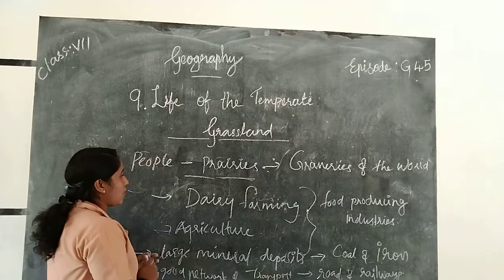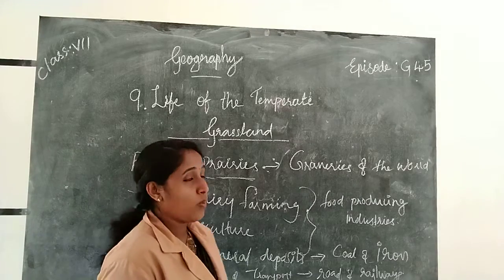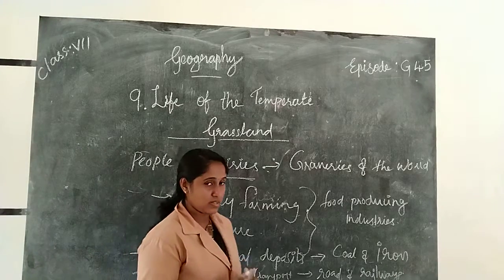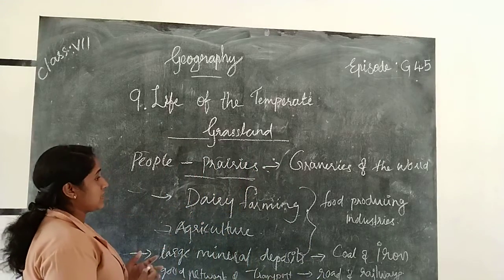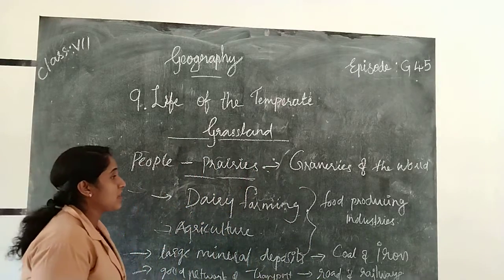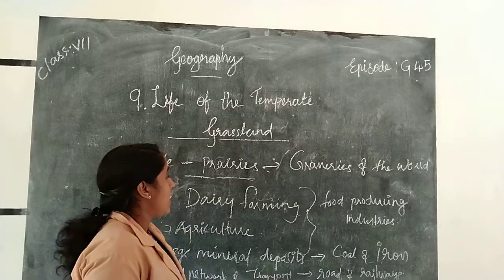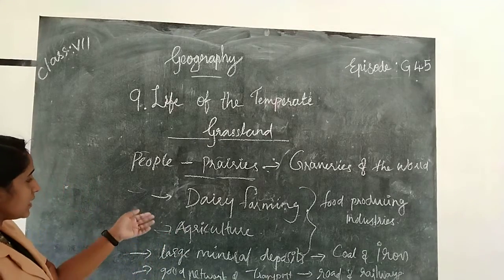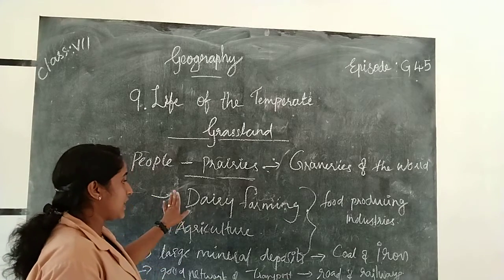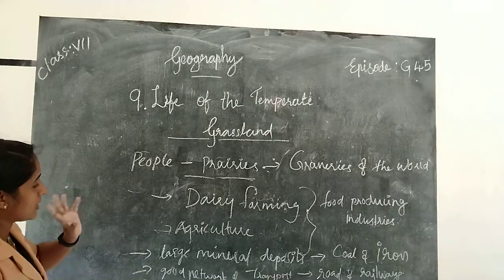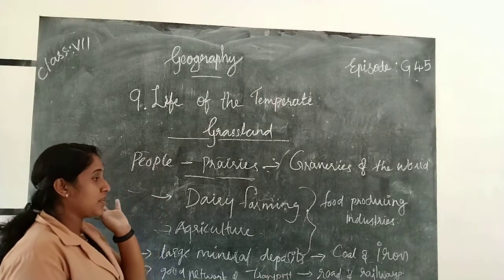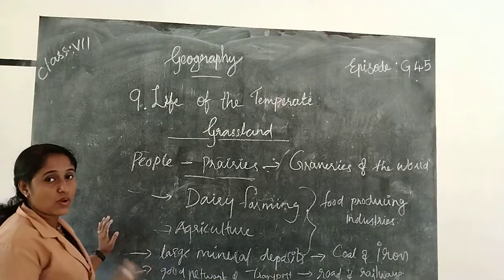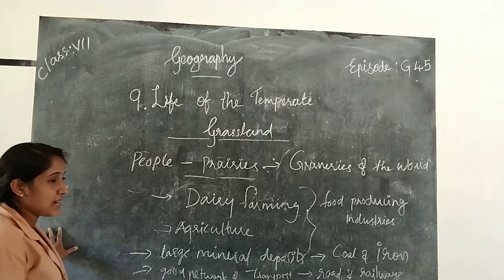So we can see the prairies as one of the most industrialized regions in our world, because the people living there are very hardworking. They are using natural resources for developing their country, and their agriculture activities. They are using scientific methods for the development of the industries and agriculture and other activities.